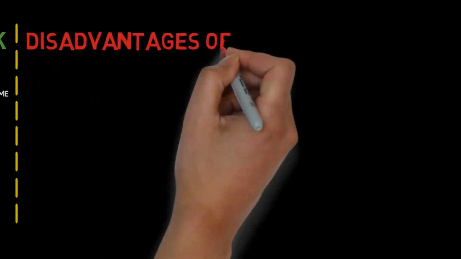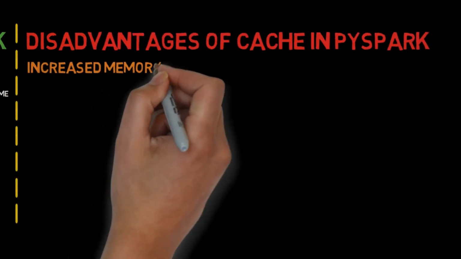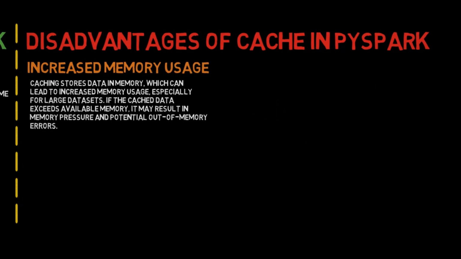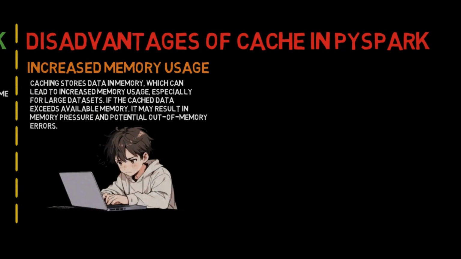Here are the disadvantages of caching in PySpark. Increased memory usage. Caching stores data in memory, which can lead to increased memory usage, especially for large datasets. If the cached data exceeds available memory, it may result in memory pressure and potential out-of-memory errors.